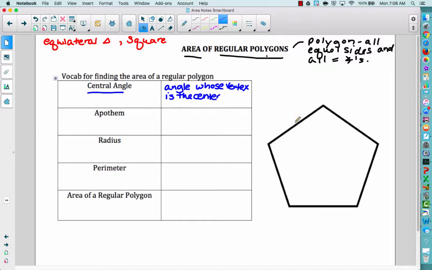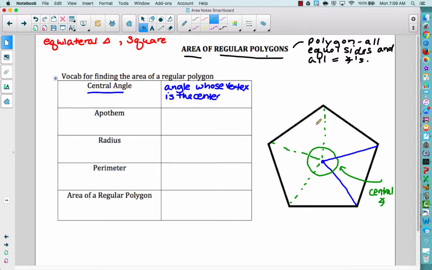Well, that's kind of funky, so I'm going to draw one for you. Here, if I draw in a dot, that's my center. And if I draw in a line to a vertex, and then to another vertex, they create an angle. Remember, those are rays. So this right here is called a central angle. Now, if I drew in all of them and connected them all the way around, you might see that they form a circle, and that will be true every single time.